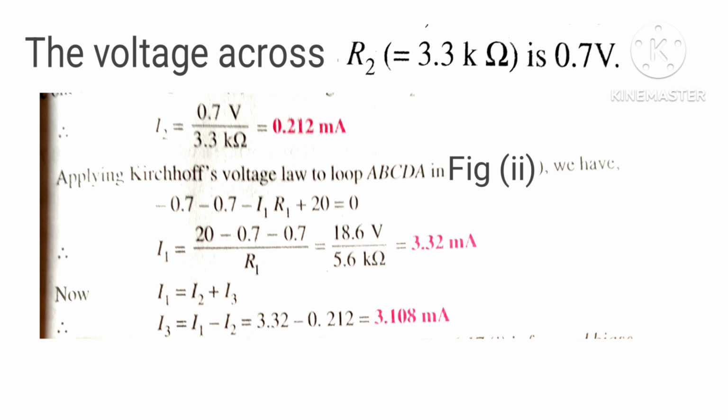Now I1 equals I2 plus I3. So I3 equals I1 minus I2 equals 3.32 minus 0.212. So I3 equals 3.108 milliampere.